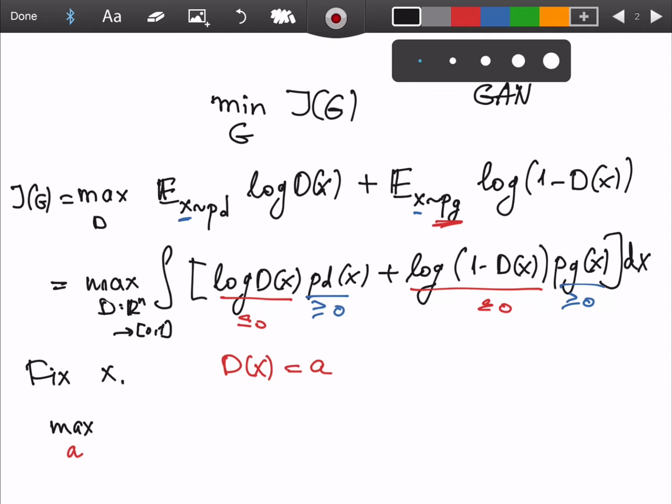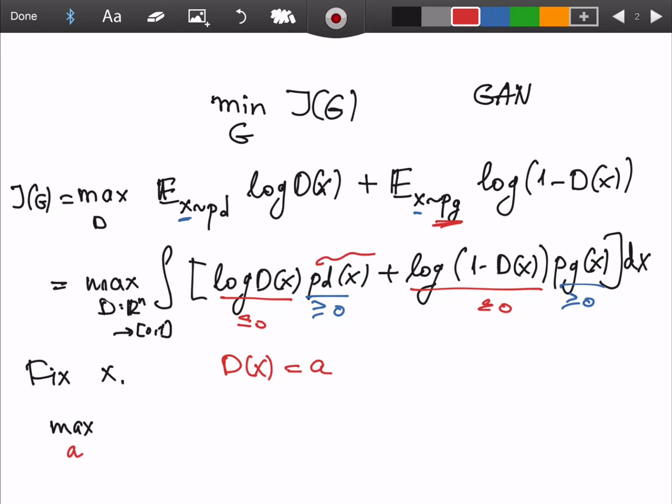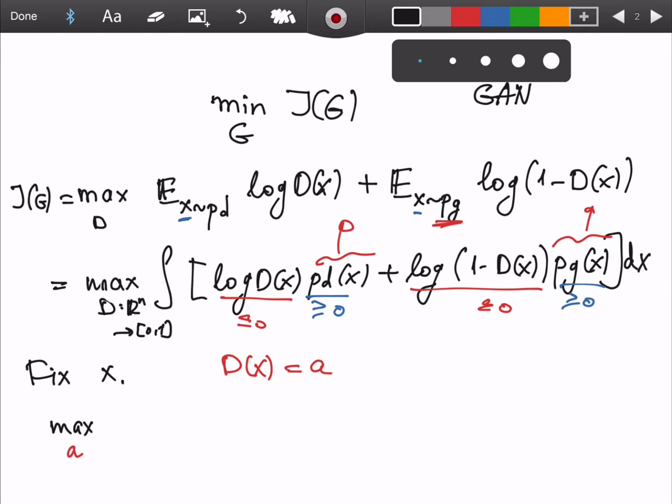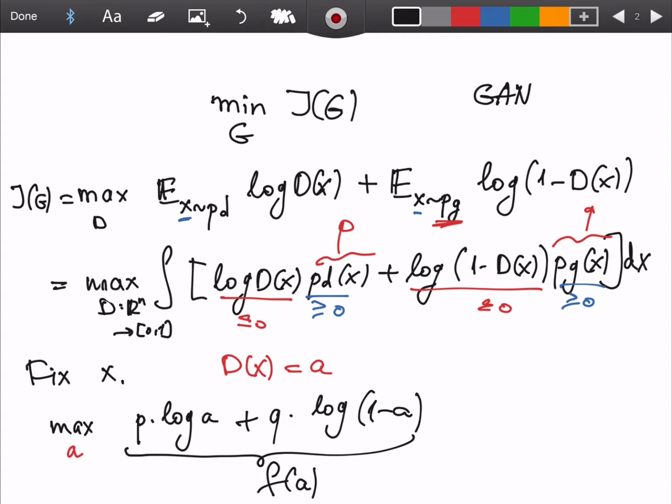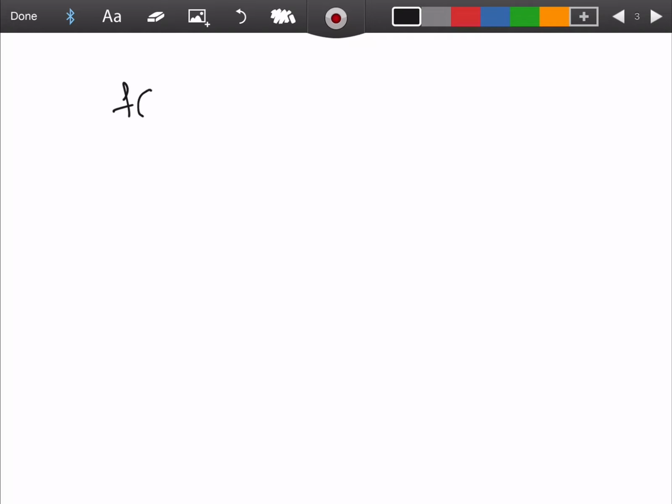Let me use a different color. Let's call PD at point x P, and let's call PG at point x Q. Once we fix x, these are just scalars, right? So it's maximization over a of P times log a plus Q times log(1 minus a). Let's call all this a function f of a. Again, f(a) is P times log a plus Q times log(1 minus a).